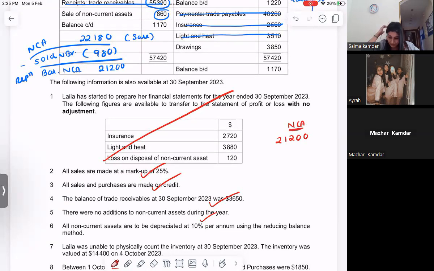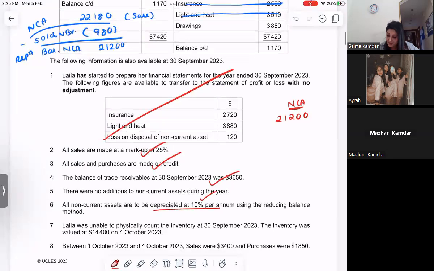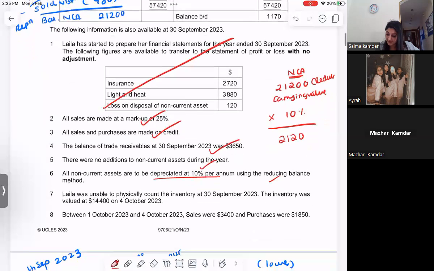All non-current assets are depreciated at 10% using the reducing balance method. Is this the reduced value? Yeah, because this is the carrying value. So if I'm going to depreciate at 10%, we'll take 21,200 into 10%. How much is that? 2120. So 2120 will be our other expense of depreciation.